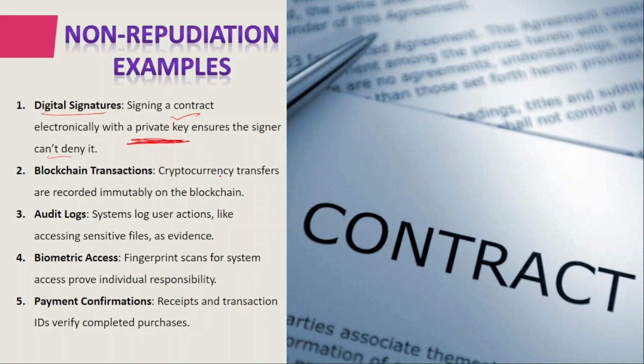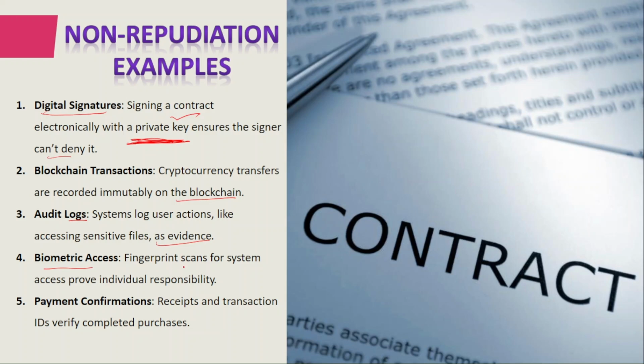Blockchain transaction. Cryptocurrency transfers are recorded immutably on the blockchain. Audit logs. System logs user actions, like accessing sensitive files, as evidence. So any action that takes place inside the system, such as a user logs in, a user deletes some data, a user accesses some application, all these actions are recorded inside logs, and later on he or she cannot deny having taken those actions.